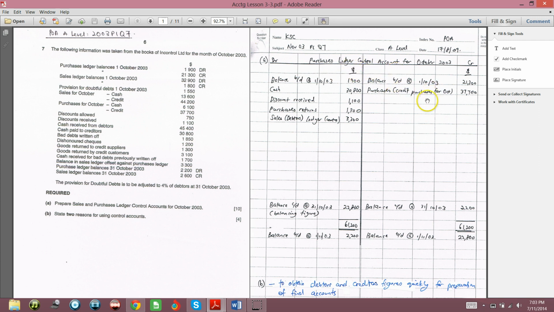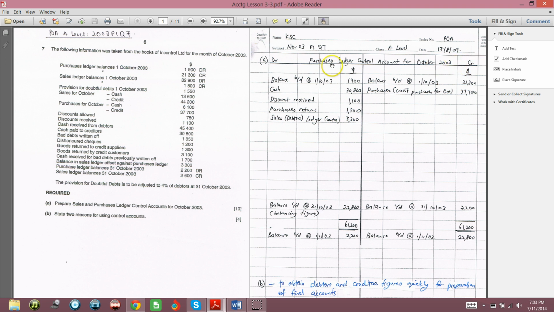In the balance sheet, creditors is a credit balance, so creditors is credit in nature. At this point, when you look at the question, you will probably feel a bit of a headache and not know how to start. How you should start is, be calm. Draw up the T account structure and then label it exactly according to the question: purchasers ledger control account for October 2003. This side is debit, this side is credit.